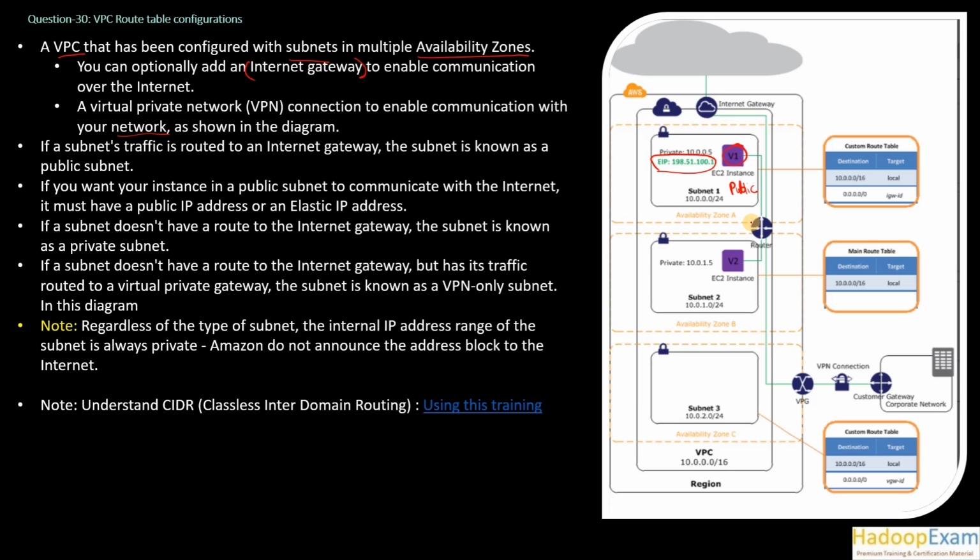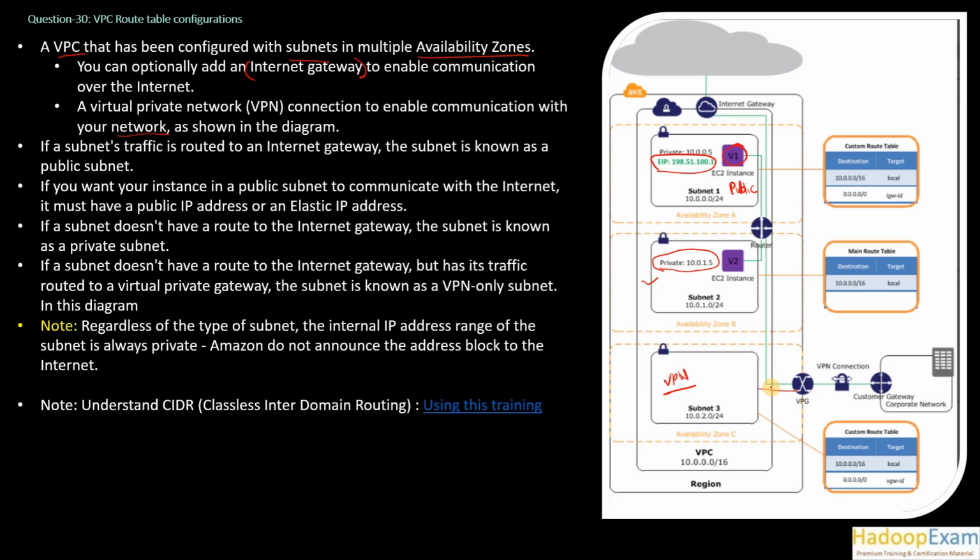If a subnet does not have a route to an internet gateway, the subnet is known as a private subnet. So this is your second one, a private subnet, which does not have an internet gateway attached to it. If a subnet does not have a route to the internet gateway but has its traffic routed to a virtual private gateway, then the subnet is known as a VPN only subnet. So this is your VPN only subnet because it has a route to the virtual private gateway.